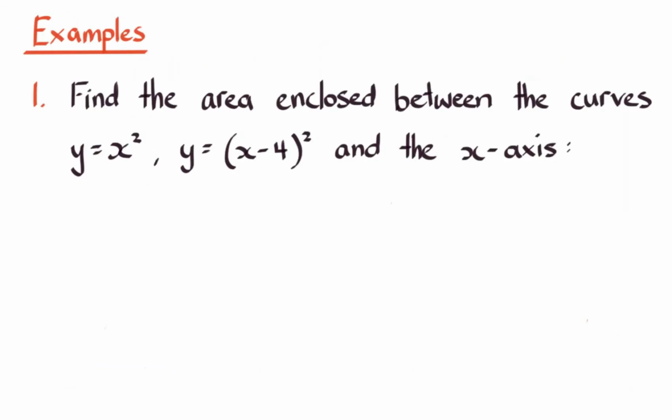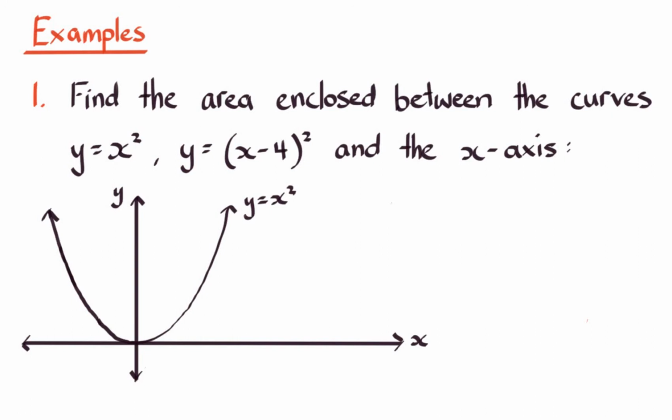Number one. Find the area enclosed between the curves y equals x squared, y equals (x minus 4) all squared, and the x-axis. So you can see here no lines have been given, but rather two curves. Alright, like always, let's draw a sketch to see what's happening.